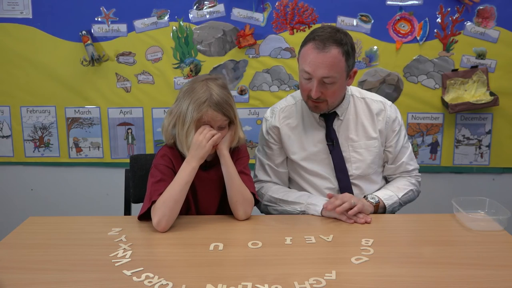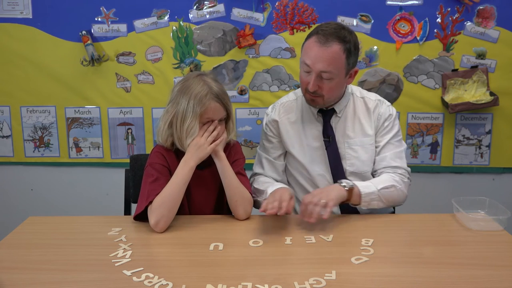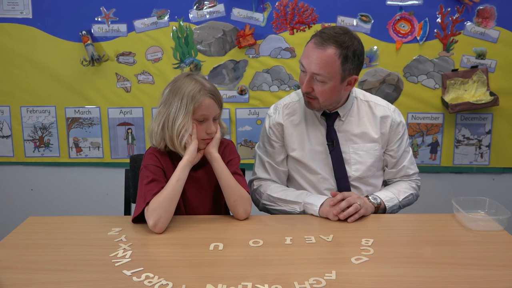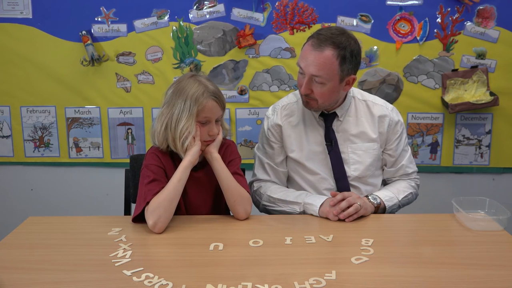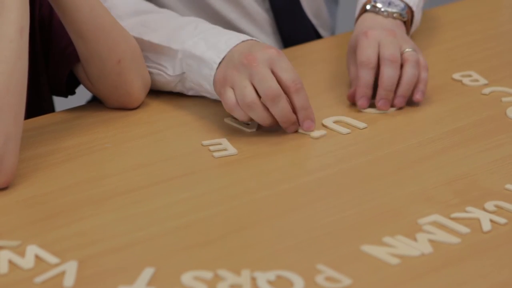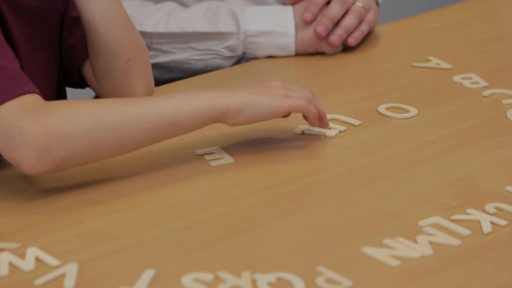Fantastic. So you've identified the five vowels, well done. Okay, what I'm going to do now, I'm going to mix them up a little bit and ask you if you can put them back in the correct order in the alphabet arc. Are you happy to do that? Yeah. Okay, so can you put the letters back where they go, please, buddy?